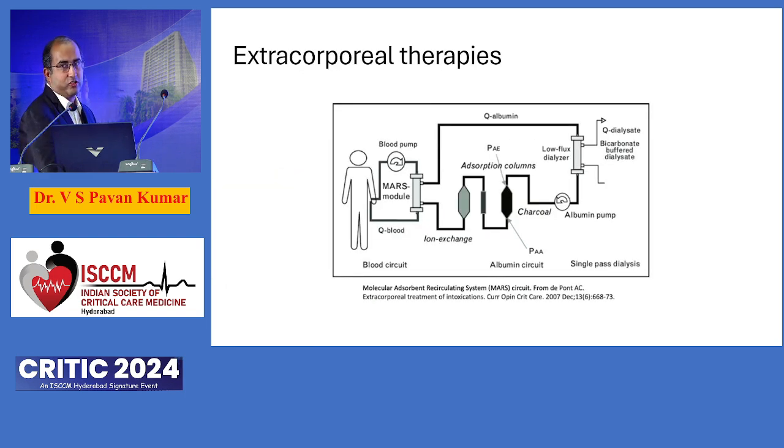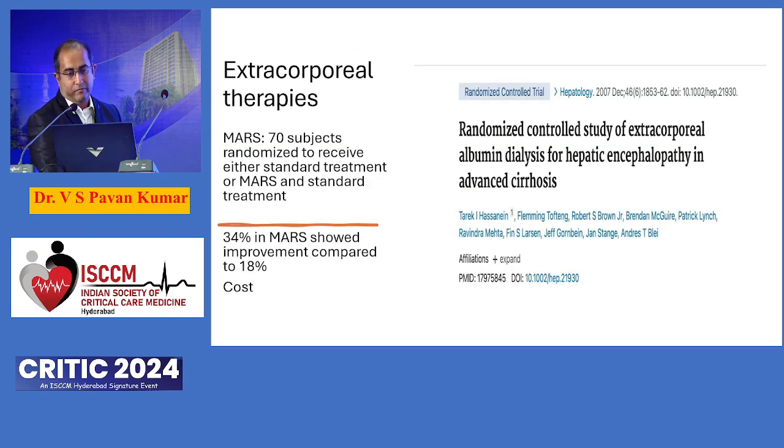Then if we come to extracorporeal therapies such as MARS and Prometheus, which use albumin as a dialysate to kind of remove the toxins which are not being removed by the liver. Some studies have shown that use of MARS in these patients causes a 34% improvement in the MARS arm as compared to only 18% improvement in the conventional or standard of care treatment arm with respect to hepatic encephalopathy.